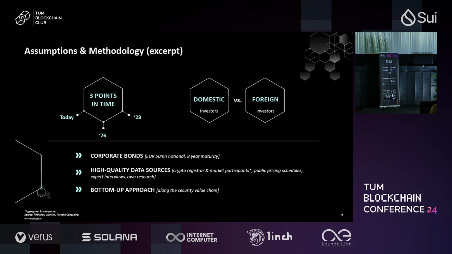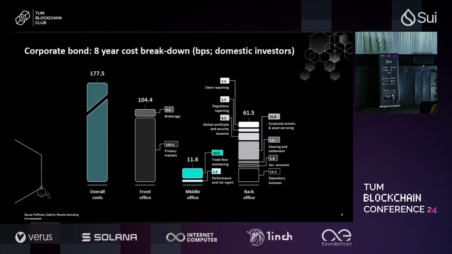All right, now very important, the cost basis. The numbers that you see here are numbers accumulated over the entire 8-year lifespan of the bond. So this is not a per annum basis point analysis. It spans across the entire 8-year spectrum. And what you see here is almost 60% of the costs stemming from the front office. And as I said before, we did not find any cost saving potential directly related to DLT in the front office.